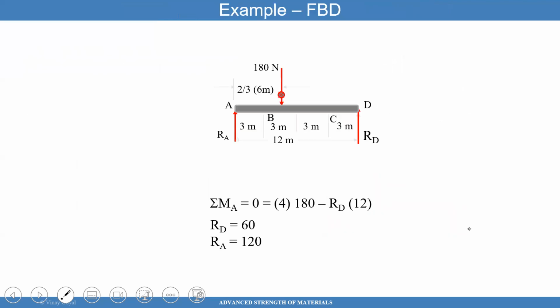Now I'll take moments about A, and I'm able to find the reaction force D, because RA does not contribute to the moment at A. You get RD times 12, which is what you see here, and then you have 180 times 4. So you can get RD out of there, which is 60, and if this is 60, and that's 180, RA has to be 120 from summation of forces in the y direction. Any questions on very basic stuff covered in a more basic course? Is this clear?